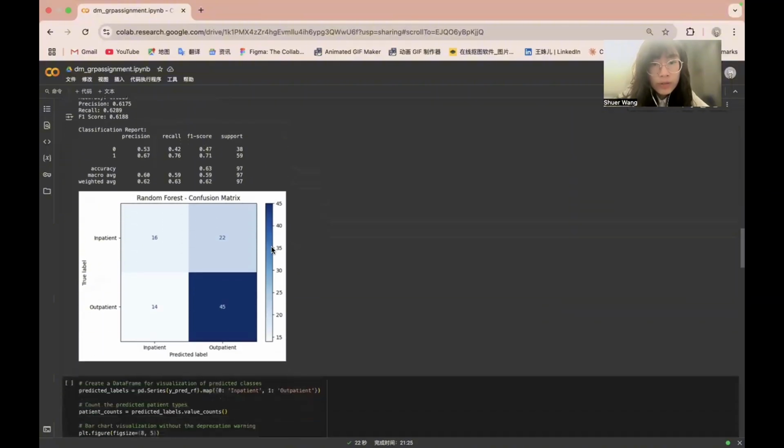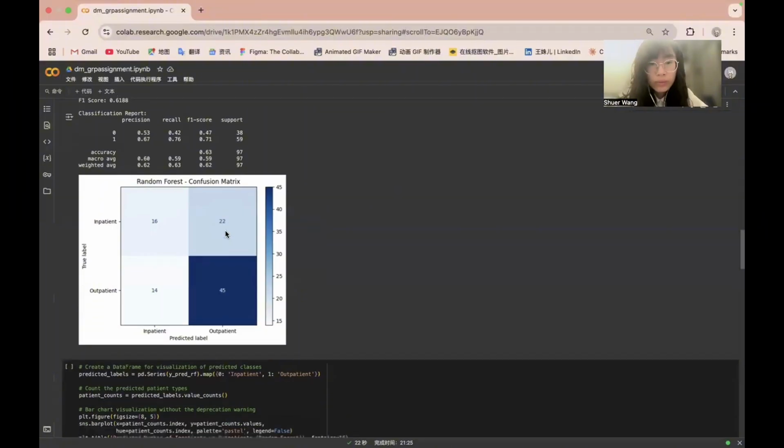The confusion matrix confirmed this fact by showing that 16 inpatients were correctly classified, but 22 were misclassified. This result shows that random forest struggled to distinguish inpatient from outpatient, possibly due to class imbalance. Overall, we discovered that the random forest was not the most suitable.